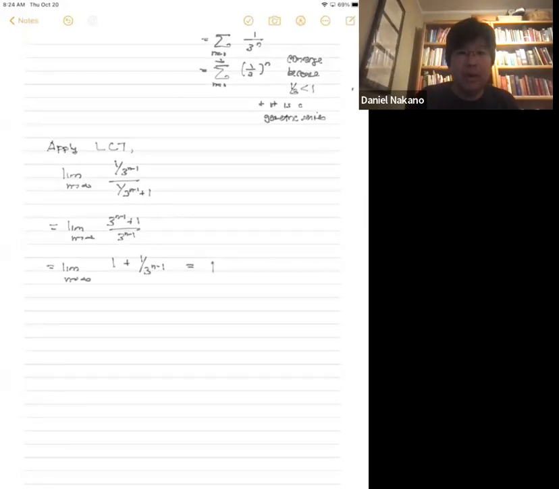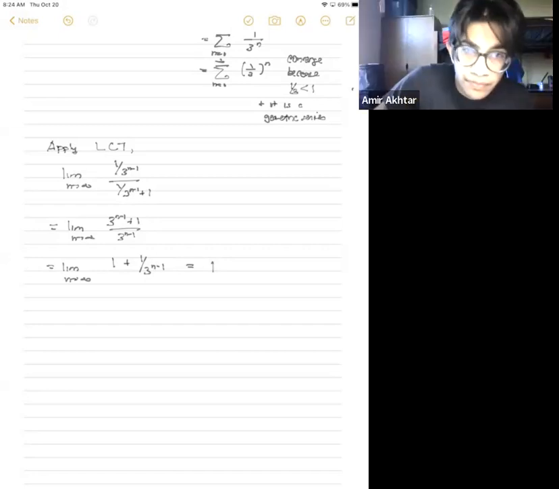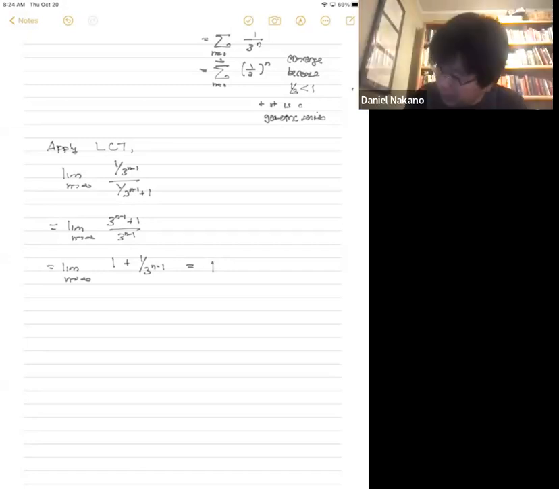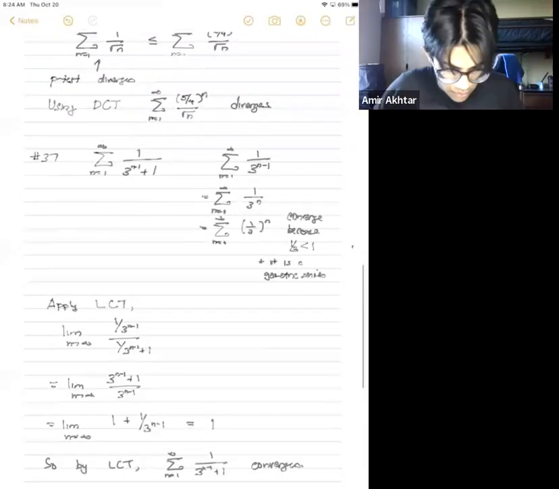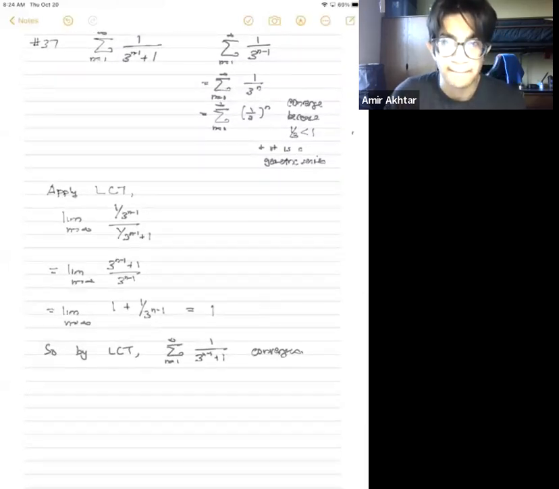Great. So now I can use the limit comparison test because the limit is finite, bigger than 0 and less than infinity. So by the limit comparison test, we know that the sum from n equals 1 to infinity of 1 over 3 to the n minus 1 plus 1 converges. Good.